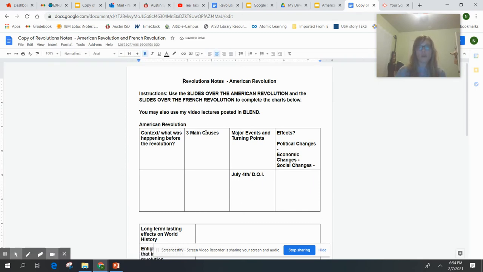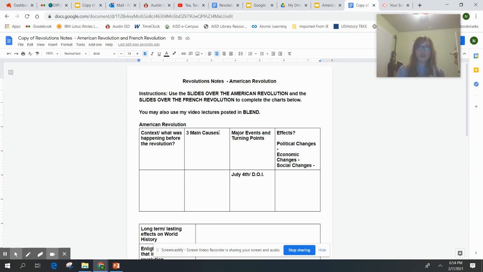So for every revolution that we study, we're going to look at what happens before. So what's going on in the world, what's going on in that particular area that might cause or lead up to a revolution.